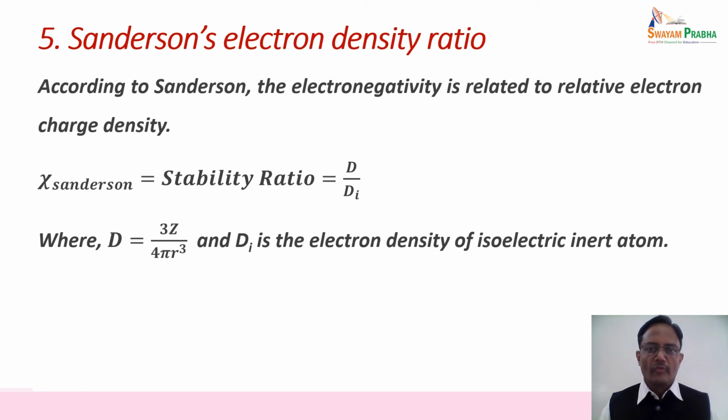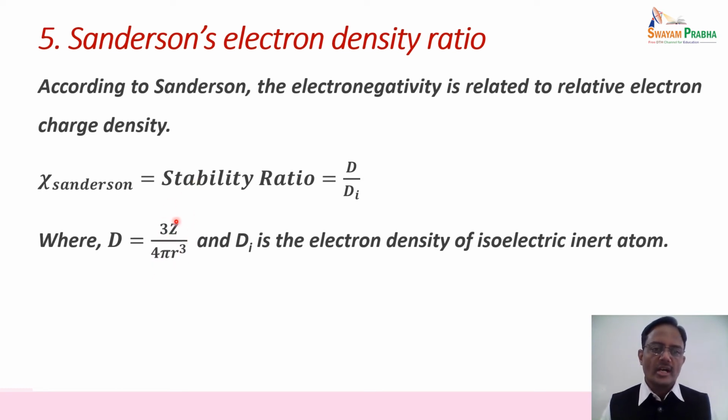The last scale of electronegativity is the Sanderson's electron density ratio. This is an entirely different type of visualization. According to Sanderson, the electronegativity is related to relative electron charge density. So chi Sanderson, that is the electronegativity on the Sanderson scale, is equal to the stability ratio. And this stability ratio is given by d upon di, where d is the electron charge density given by 3Z upon 4 pi r cube.